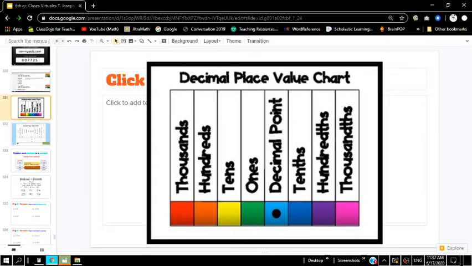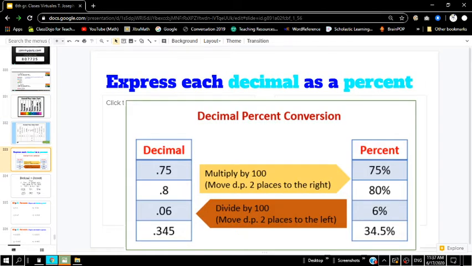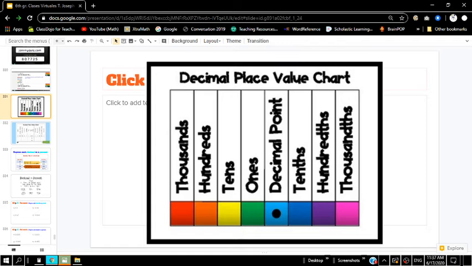What we're going to be doing now is converting decimals to percents. Now before we do that, I just want you to understand the place values in English using the following chart. We have the decimal point, and then we have the tenths, the hundredths, and the thousandths, right? Let me make this a little bit bigger so you can see it.